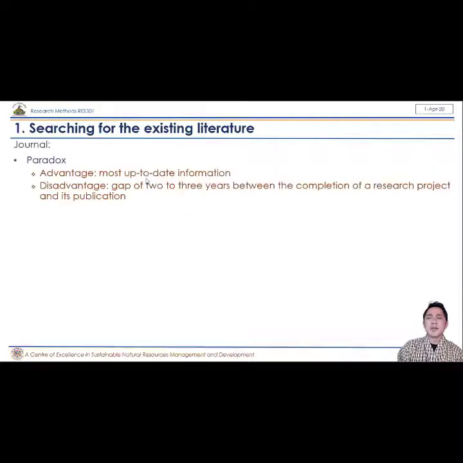Second one is by looking at journals. Journals are again a perfect place where you can find existing literature on your topic. Again, it has a paradox, meaning it has two opposite sides. The advantage is that journals have the most updated information. Journals are basically collections of articles, and they have the most updated information in those articles. So you can find updated information in that article.